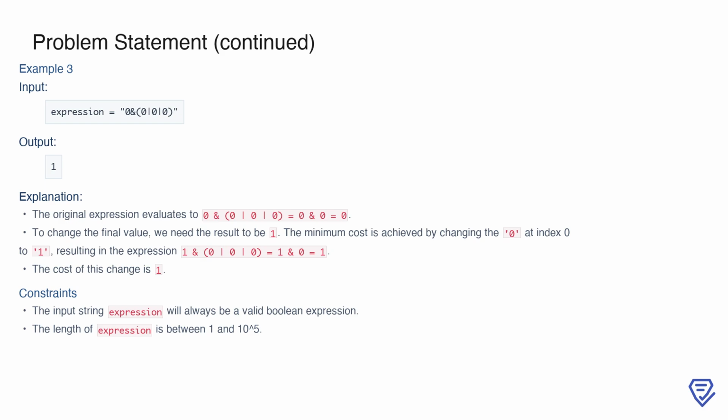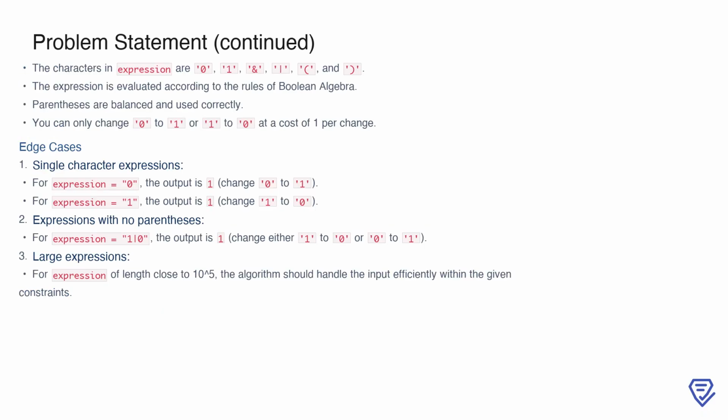These examples demonstrate how to determine the minimum cost to modify the Boolean expression's final value. To summarize, the input will always be a valid Boolean expression consisting of the characters 0, 1, and the operators. Parentheses are balanced and used correctly, and the evaluation follows the standard rules of Boolean algebra. You are only allowed to change 0 to 1 or 1 to 0, with each change incurring a cost of 1.